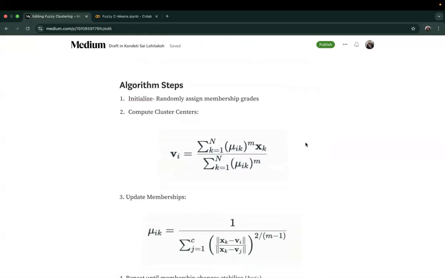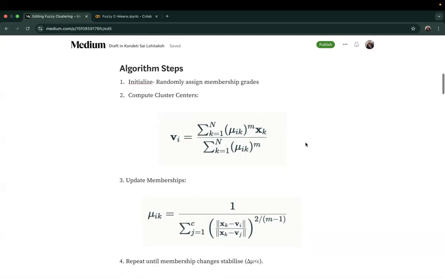Coming to the algorithm steps, first we initially assign random membership grades. You can also call them membership probabilities to a first cluster and a second cluster, such that the probabilities add up to 1. This is the formula for computing cluster centers: v_i equals the summation of k equals 1 to n of mu_ik to the power m times x_k, divided by the summation of k equals 1 to n of mu_ik to the power m.